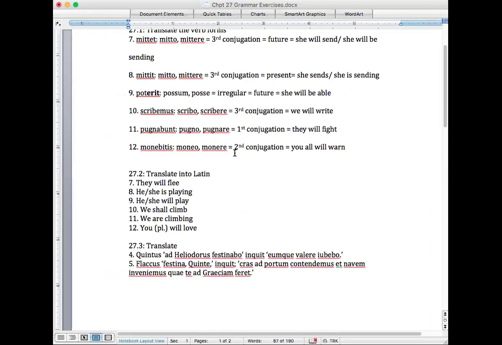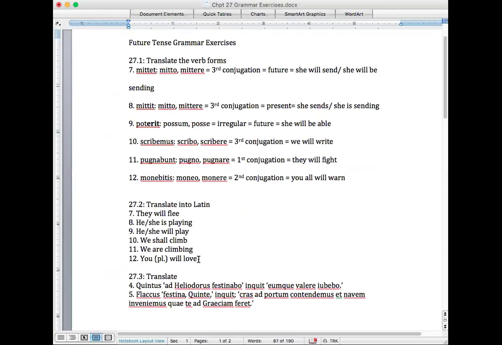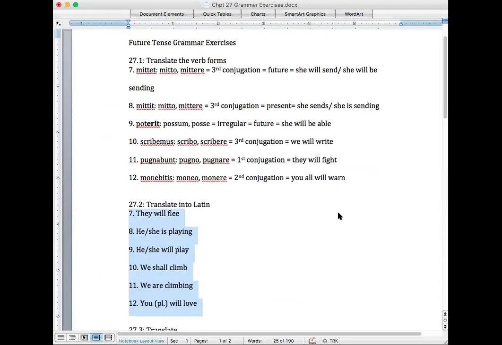Moving down here to 27.2. Oh, good, we get to translate them into Latin. Okay, so same thing, you're going to need to know the verb, more importantly, the conjugation number of that verb. Okay, so they will flee. Our word for flee is going to be fugio, fugere, which is going to be third. And what will be our ending for they?